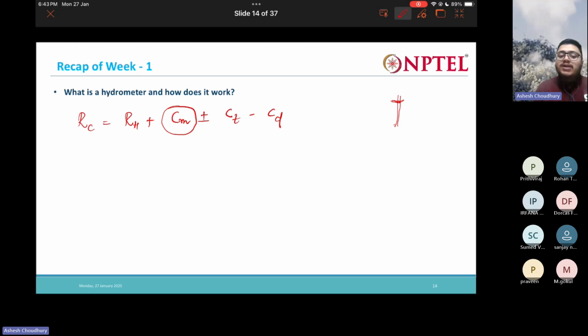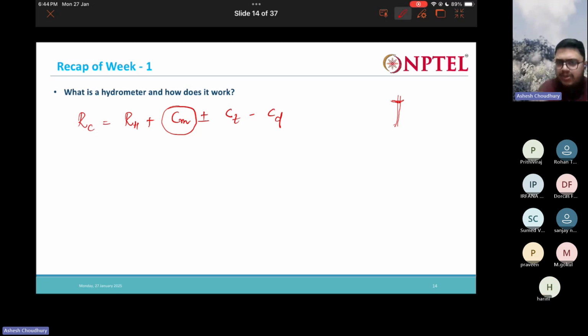After that we have the temperature correction. If the temperature of the water or the solution increases or decreases, that is going to affect the density of the water, right? So for that reason we have a calibration chart, and hydrometers are generally calibrated at a room temperature of 27 degrees Celsius. If the temperature is more than the calibration temperature, we need to add the temperature correction, and if it is less than the calibration temperature, you need to subtract the correction. Okay, that is all. And finally we have the dispersive agent.